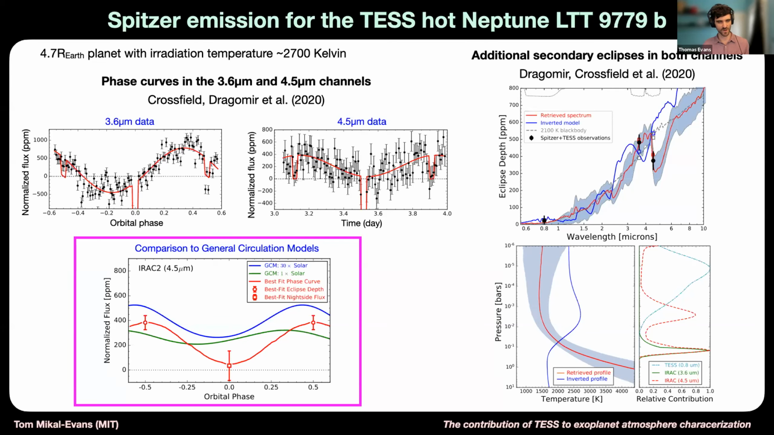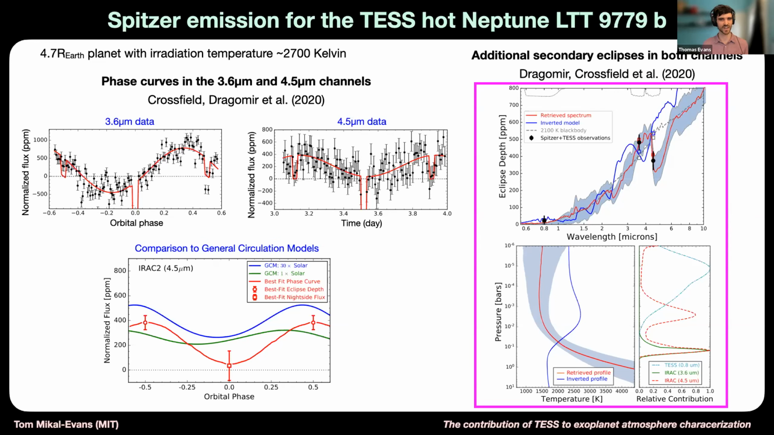While the overall agreement with the data isn't too great, the lack of measured hotspot displacement from orbital phase 0.5 is arguably in better qualitative agreement with the higher metallicity model shown in blue. On the right, the day-side emission derived from the secondary eclipses is shown, favoring carbon monoxide absorption at 4.5 micron and a temperature profile that cools with decreasing pressure.